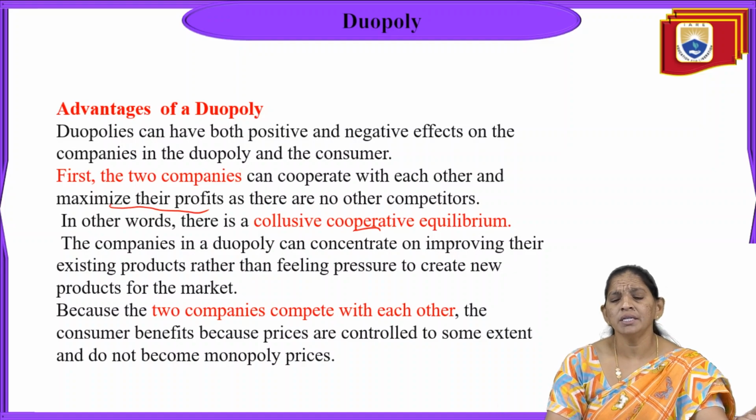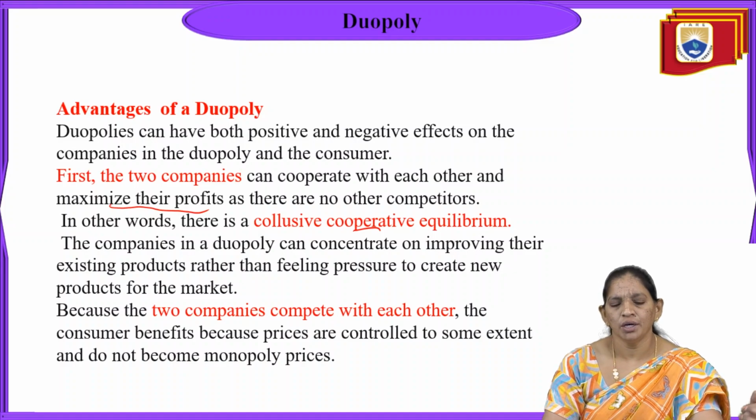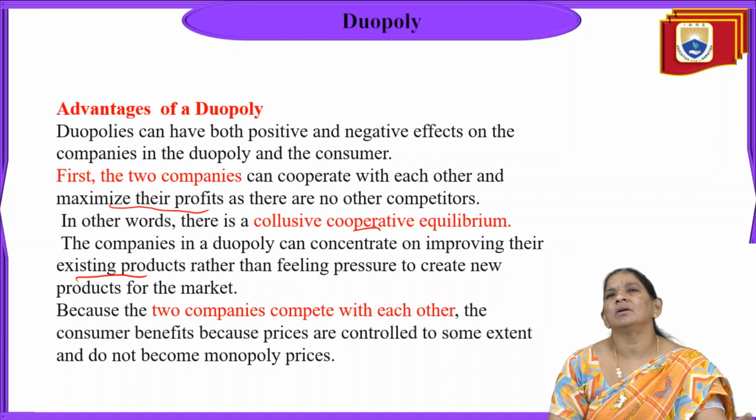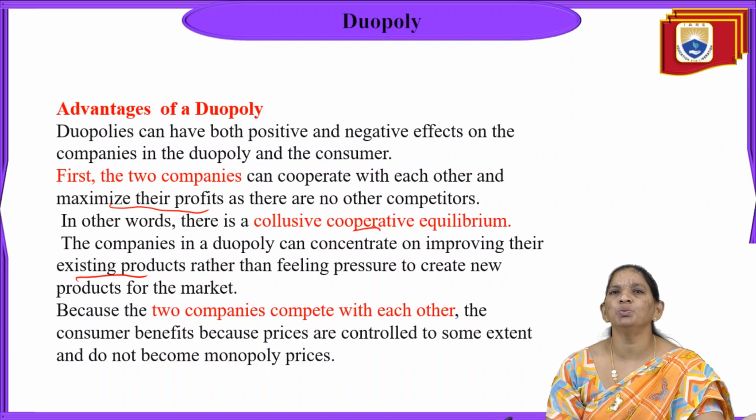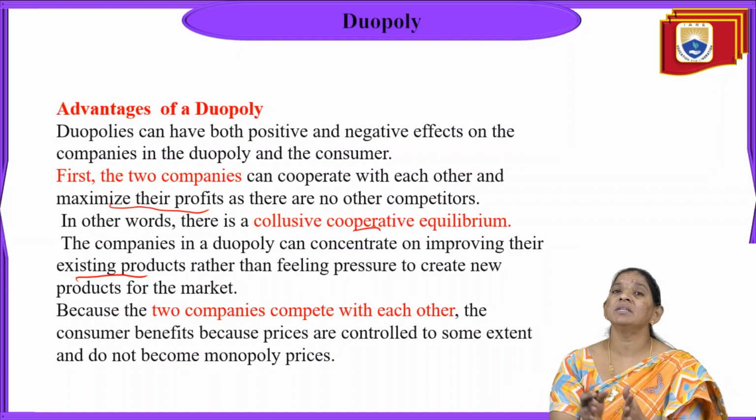And next, in duopoly markets, firms can concentrate on improving their existing product rather than feeling pressure to create a new product in the market. Meaning, in a duopoly a lot of competition will not be there. Only two people are there, A and B, or maybe X and Y. So there is no cutthroat competition in the market, and they are not in losses. Mostly these two companies maximize their profit based upon their cooperative equilibrium.